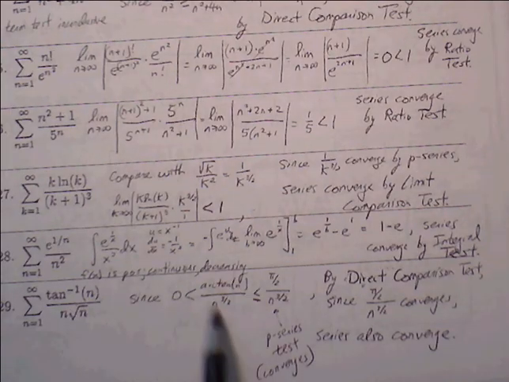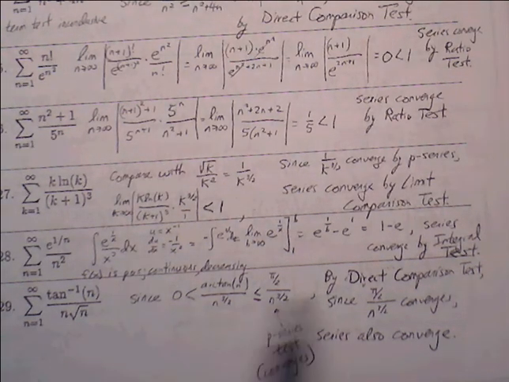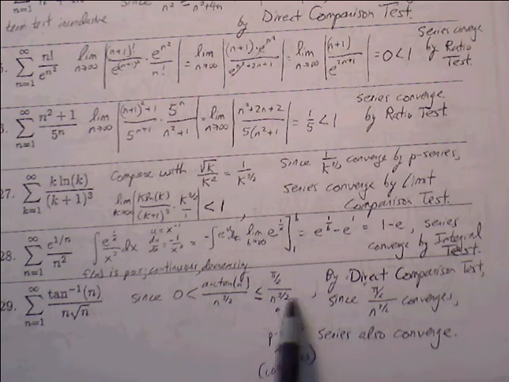So we know this must be less than or equal to. So therefore, by the direct comparison test, since pi over 2 over n to the 3/2 converges, our series must also converge.